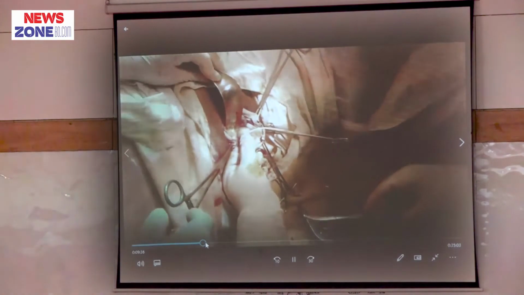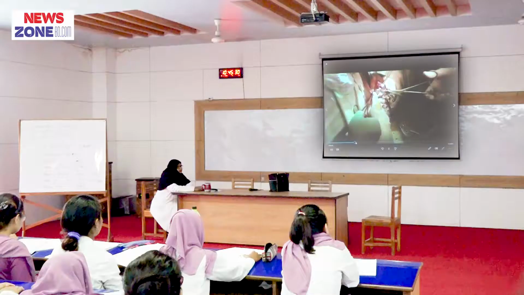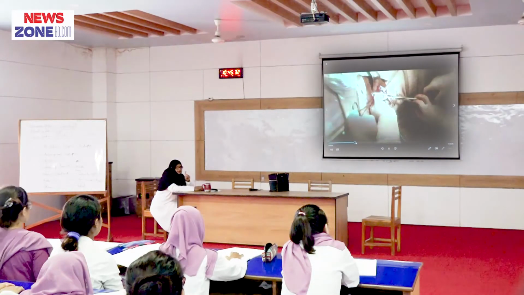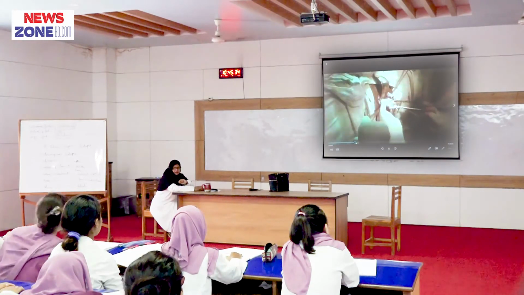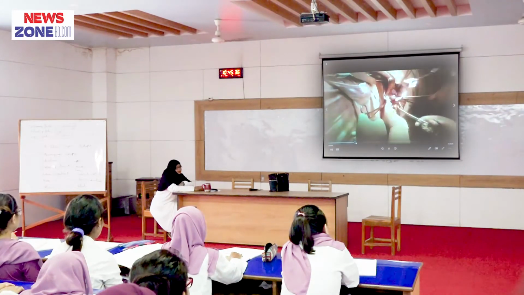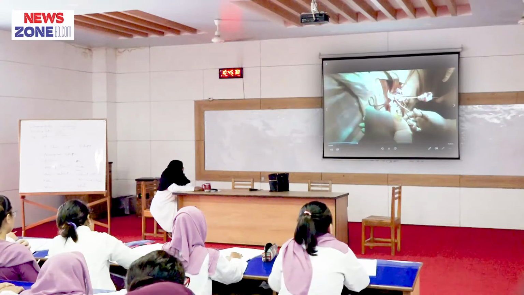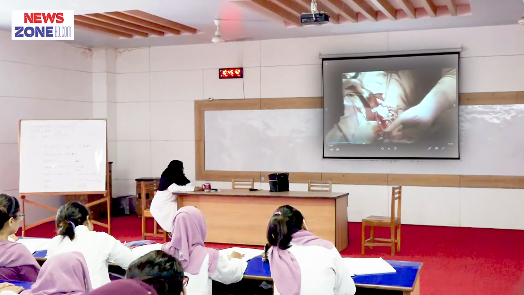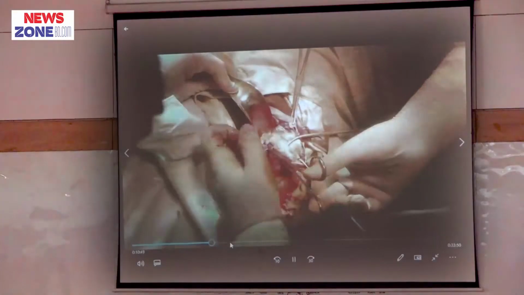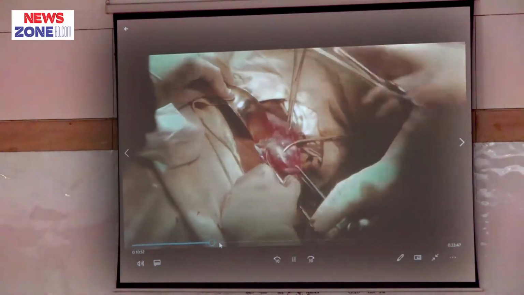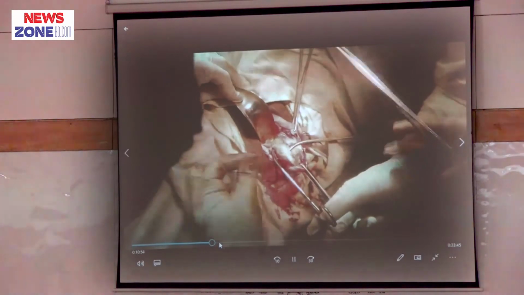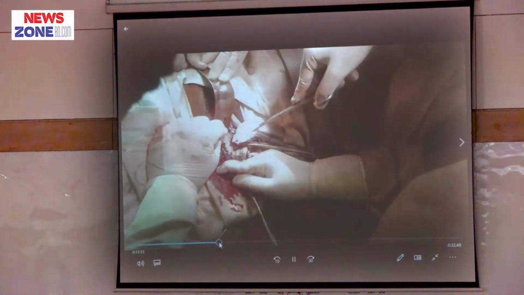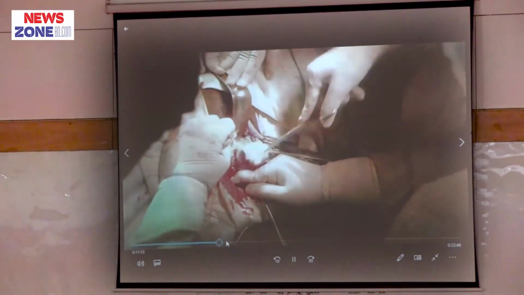So at first, three words: clamping, cutting, and ligation. Clamping, cutting, and ligation. So we do this: we clamp, we cut, and then we do ligation. Okay. After that, there is the second clamp.